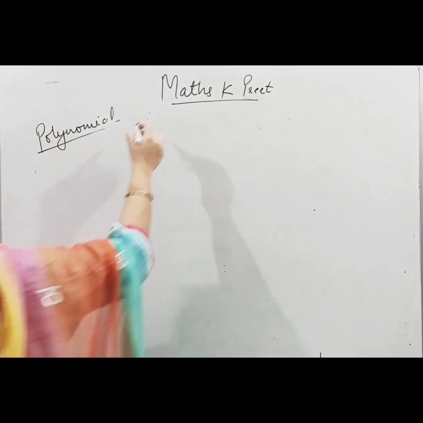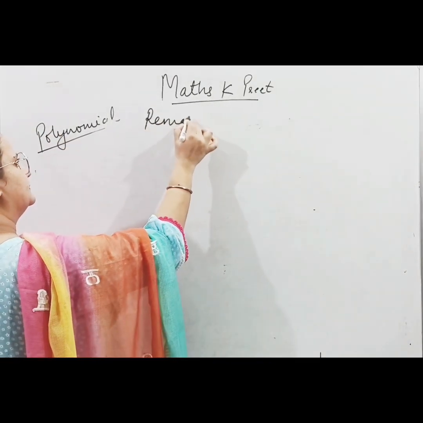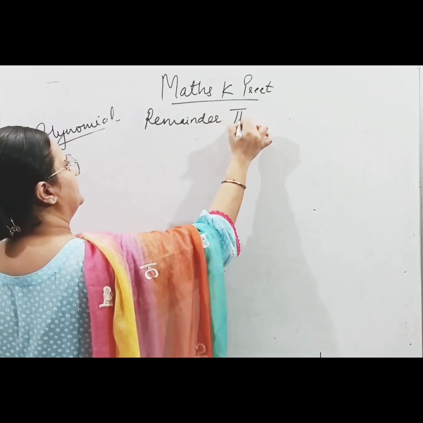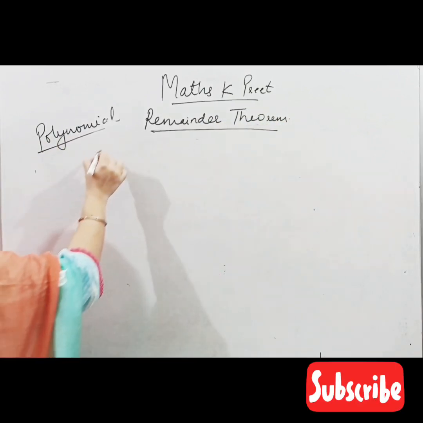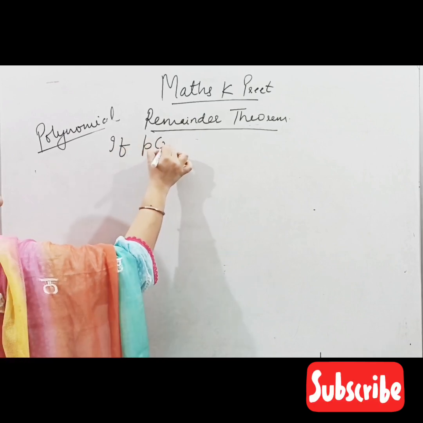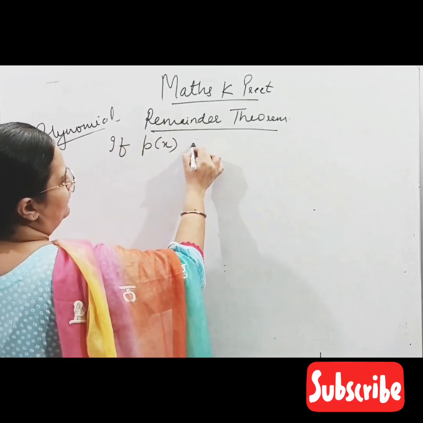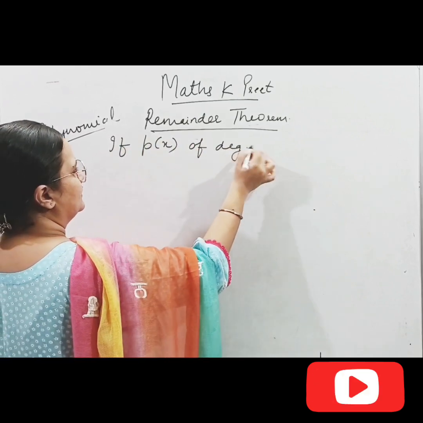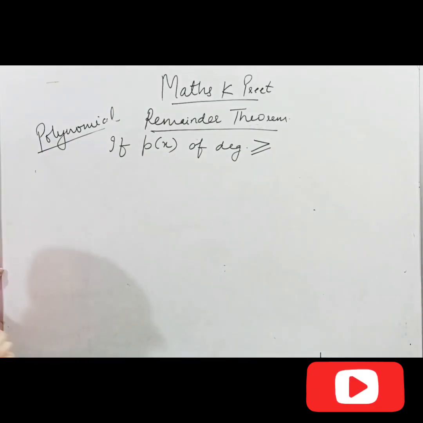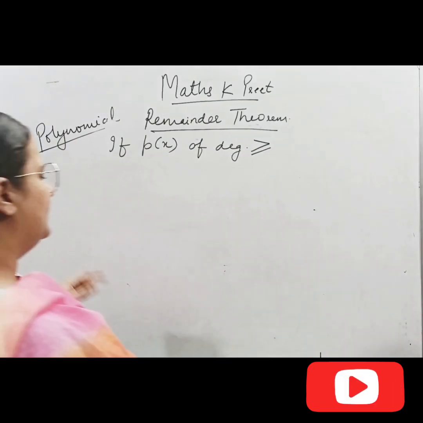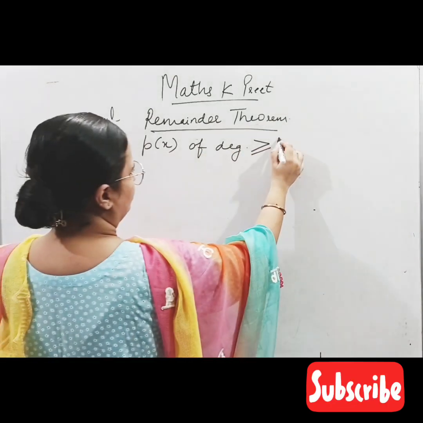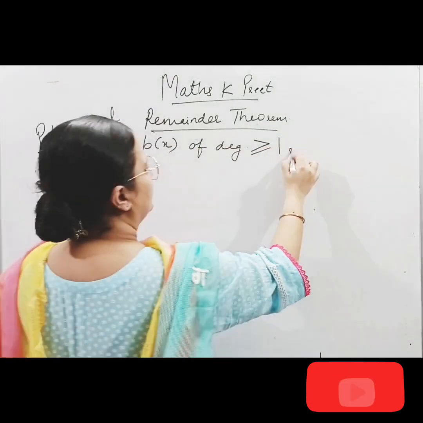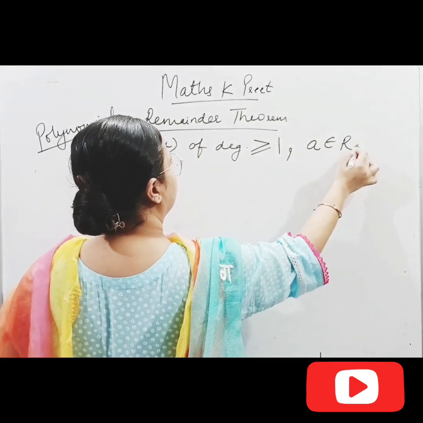So what is the remainder theorem? Remainder theorem. It says if p(x) is a polynomial of degree greater than or equal to 1, and a is a real number.